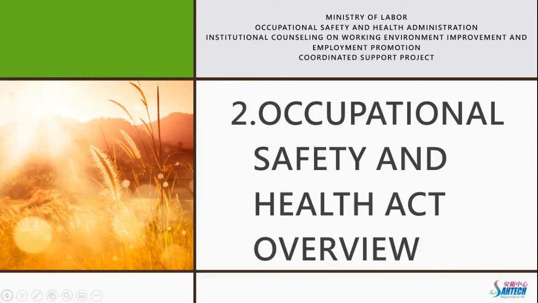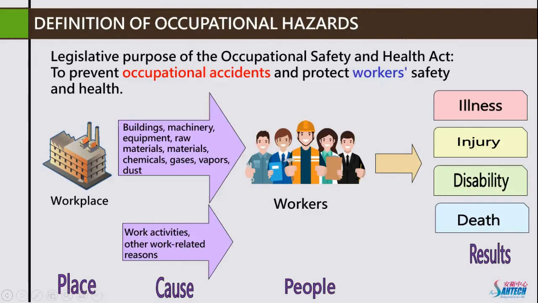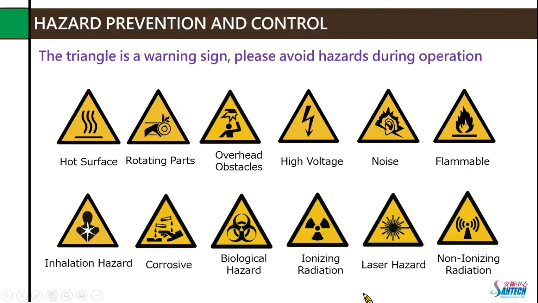2. Occupational Safety and Health Act Overview. Definition of occupational hazard. The legislative purpose of the Occupational Safety and Health Act is to prevent occupational accidents and protect workers' safety and health. Hazard prevention and control. The triangle is a warning sign. Please avoid hazards during operations such as hot surface, rotating parts, high voltage, noise, corrosive.